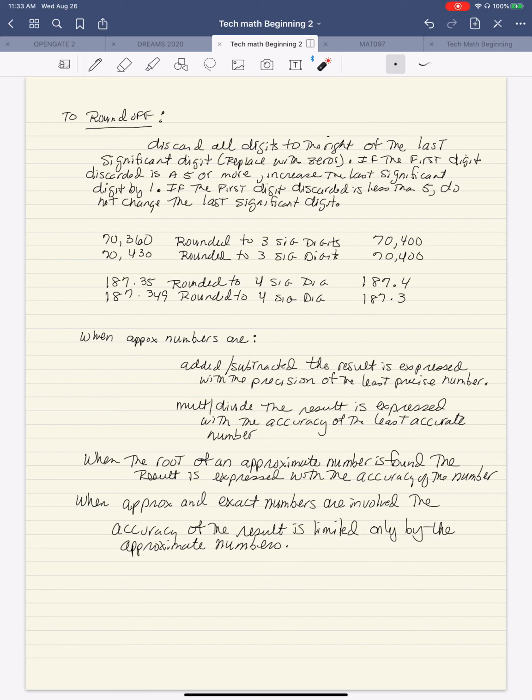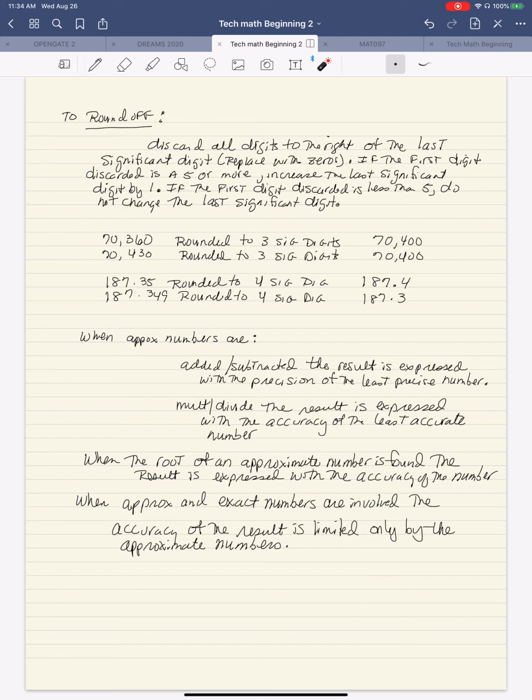70,430 rounded to three significant digits. Again, this 3 is less than 5, so it's going to be 70,400. 187.35 rounded to four significant digits, so I'm rounding here, so this has to go up to a 4 because that's a 5. 187.349 rounded to four significant digits. I'd still look here. I don't do a double rounding. It's just one digit over. That's less than 5, so that still stays a 3, so 187.3.